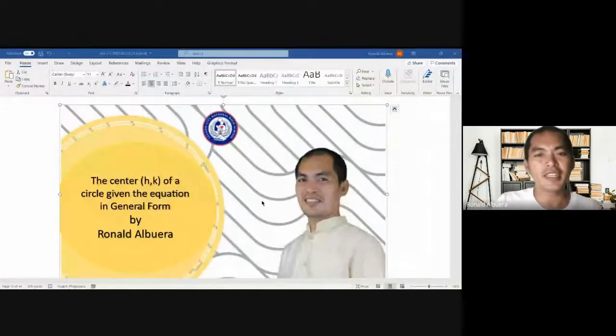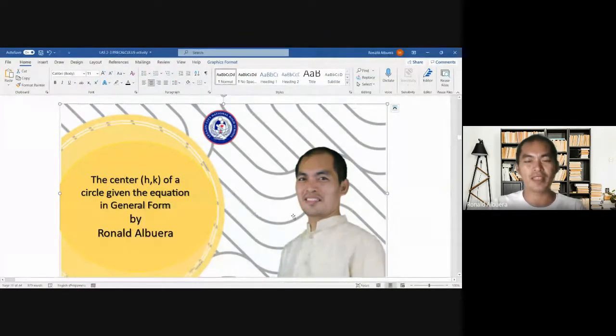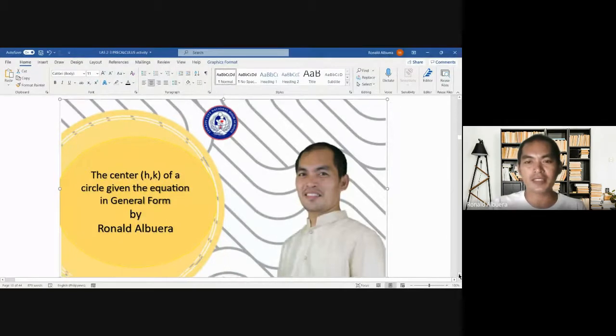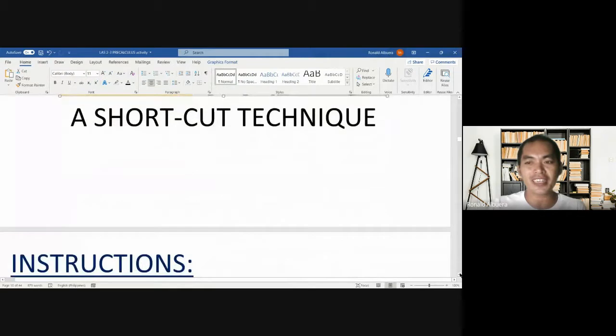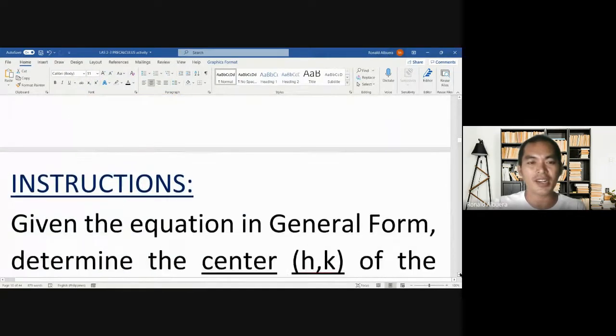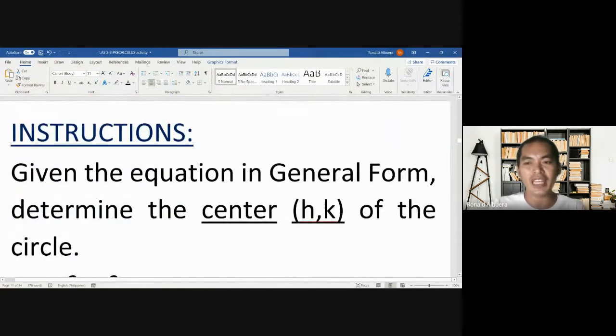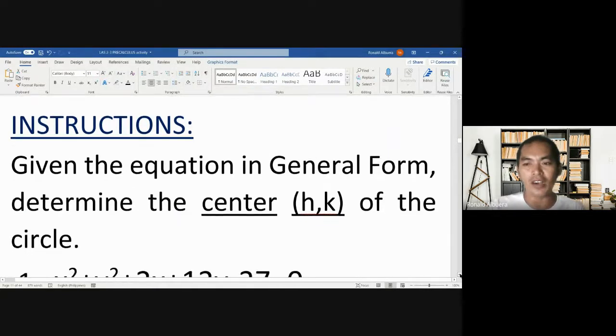Good morning. Our tutorial lesson for today is all about the center of a circle given the equation in general form. Okay, let's proceed. So we have here the instruction. It's a shortcut technique. Our instruction is given the equation in general form, determine the center of the circle.